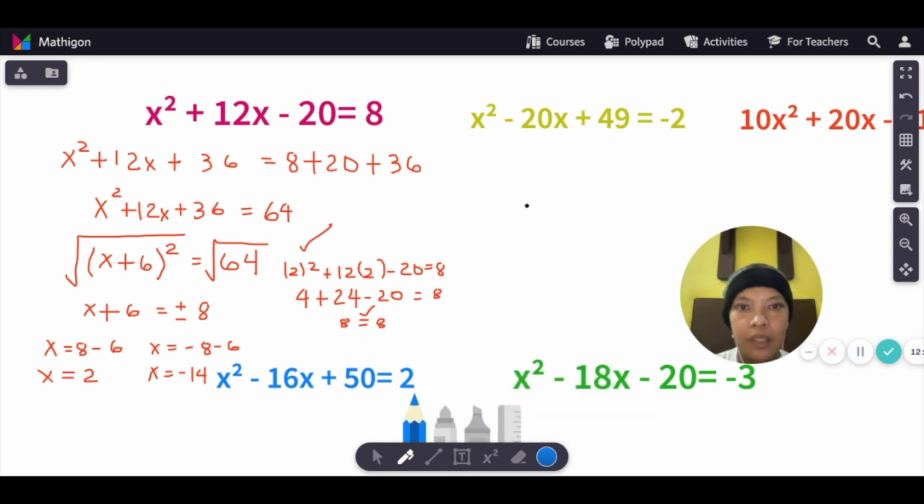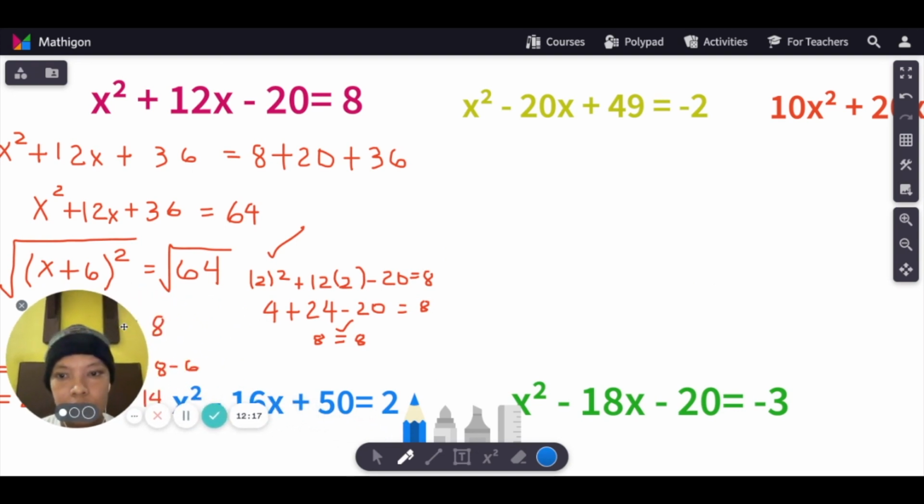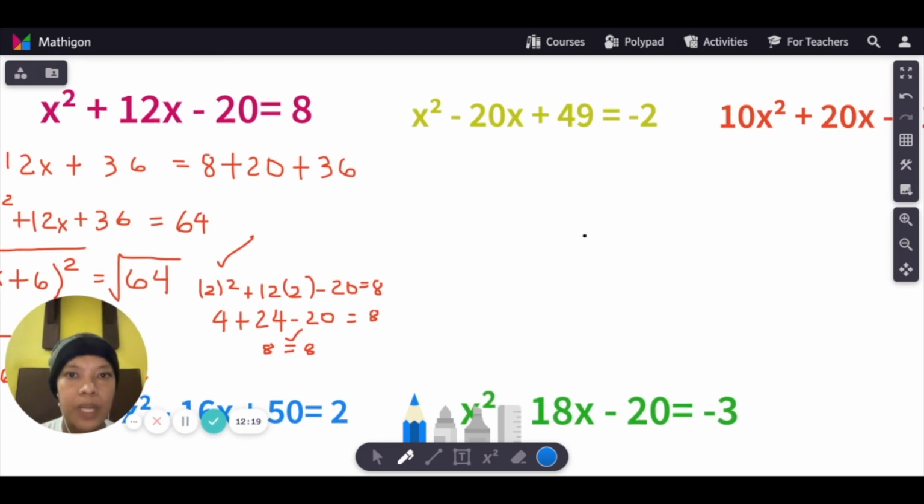Okay? So, yun po. So, try natin yung pangalawa. Try po natin yung pangalawa. Tabi ko lang po to. Okay? So, paano po yung pangalawa? So, again, you transpose this constant to the other side. Okay? So, minus 20x.